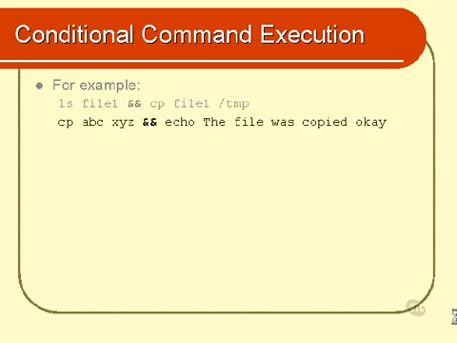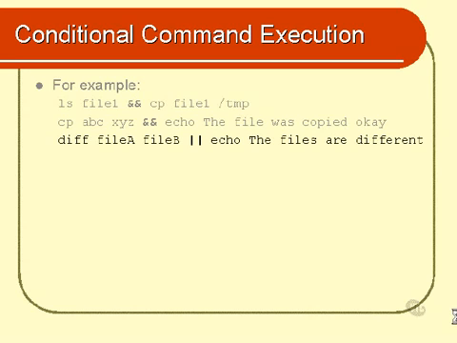Another way you could do it is you could say copy abc to xyz, and if that succeeds, then put out a message saying the file was copied OK. Now another example using the double pipe symbol. You can run the diff program. If diff finds differences between those two files, then it will return a value of 1, which we can think of as false, which will indeed cause the second command to run in this case. Because we're using a double pipe symbol, the second command will only run if the first command produced a non-zero or an error exit status, which it will do if the files are different.